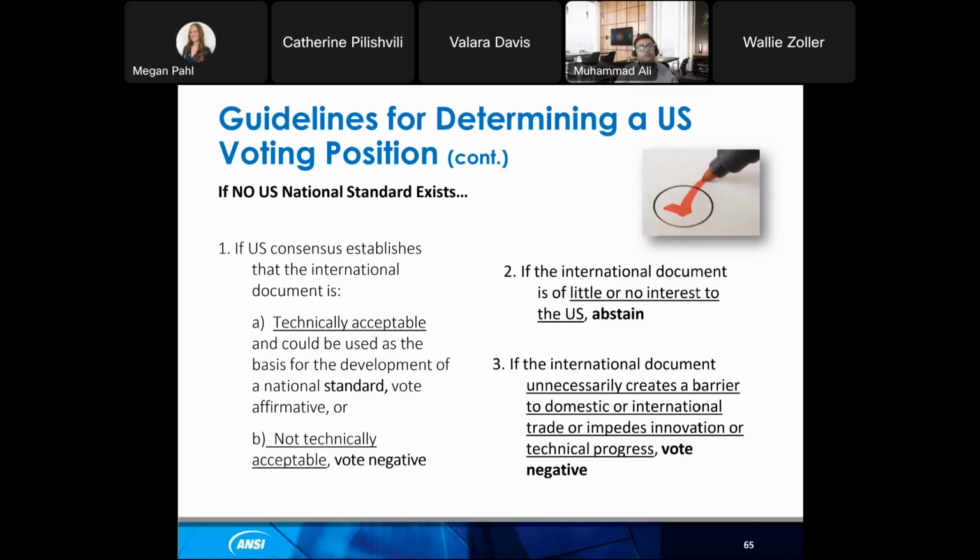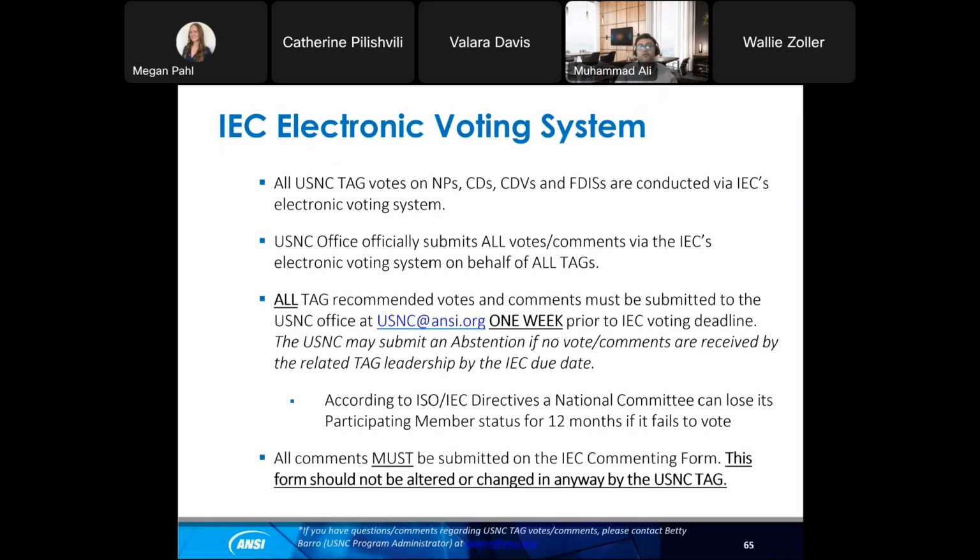If the international document unnecessarily creates a barrier to domestic or international trade or impedes innovation or technical progress, then you must vote negative. And then all of these voting should be done within, if we can move on to the next slide, please. All of the voting should be done using the IEC electronic voting system and should go through the USNC office itself.